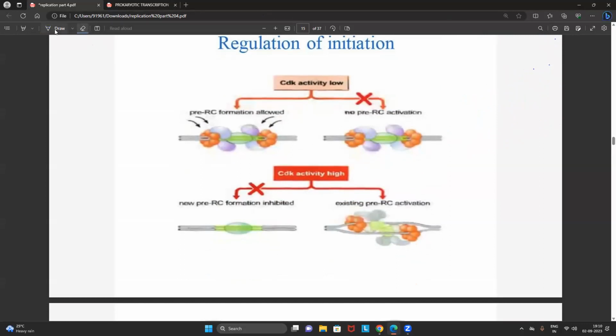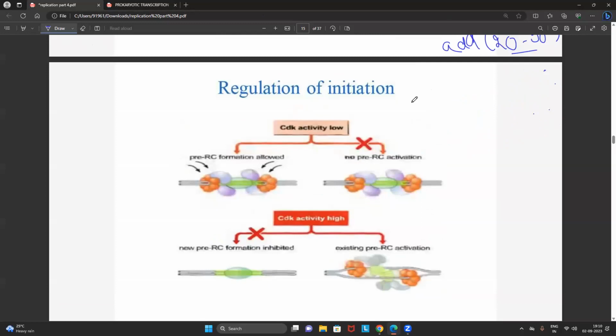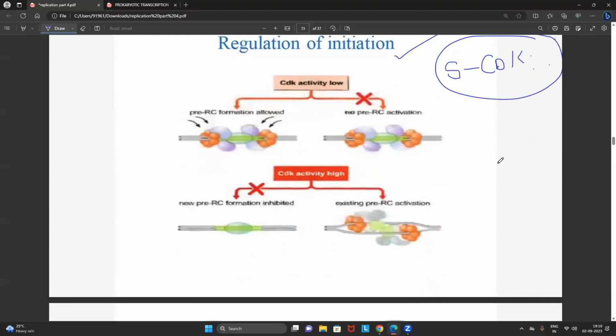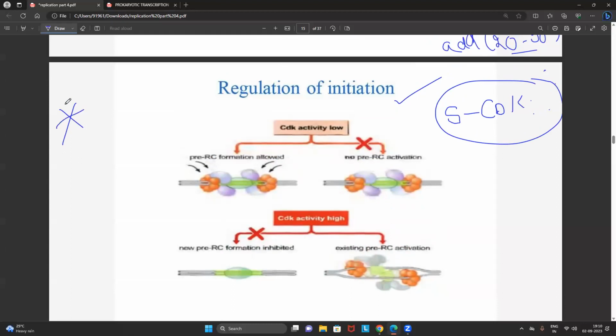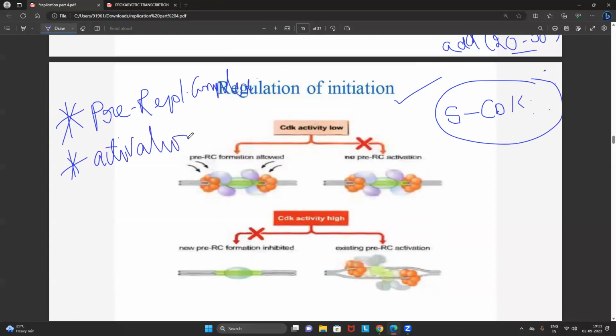And similarly, friends, in the case of a eukaryotic organism, how is the process of initiation controlled? I can tell all of you very clearly, the entire regulation of eukaryotic replication is under the control of the CDK molecule only. As I have told you, the initiation in eukaryotes occurs in two steps. One is pre-replicative complex formation, and the second step is activation of the replication complex.